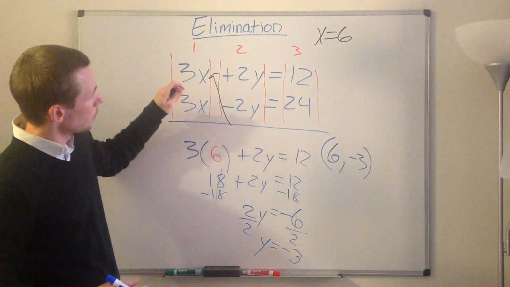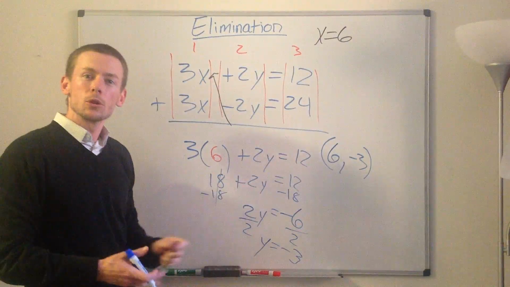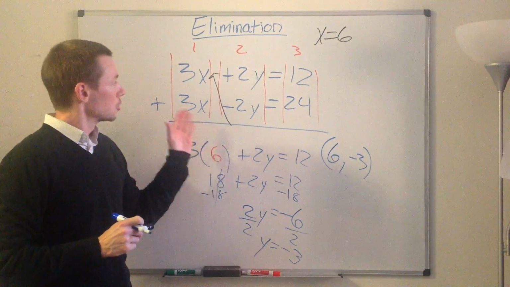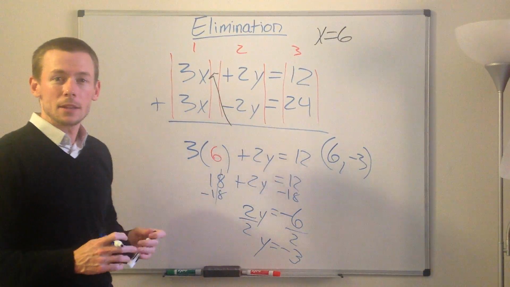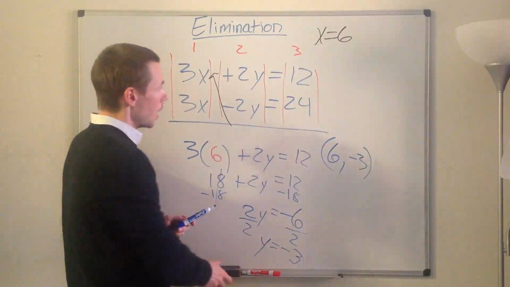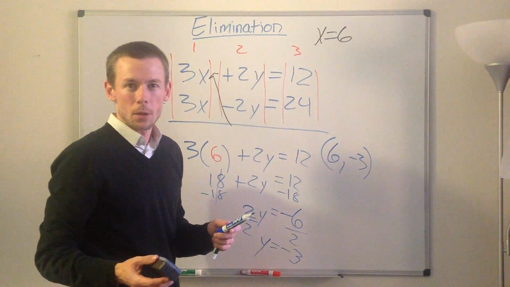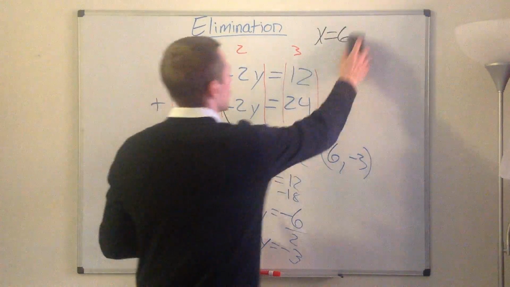Right, so what we did was we added vertically, and we were able to eliminate one of the variables and solve for the other one, and then go back and plug it in to find the last variable. Right? But what happens if they're not set up to cancel right away, one of the variables? Let's see what that case looks like.